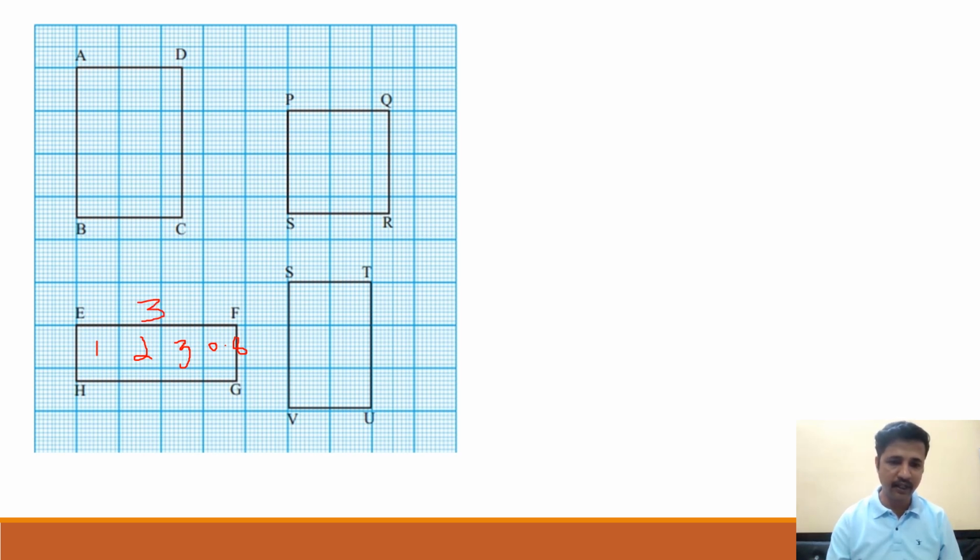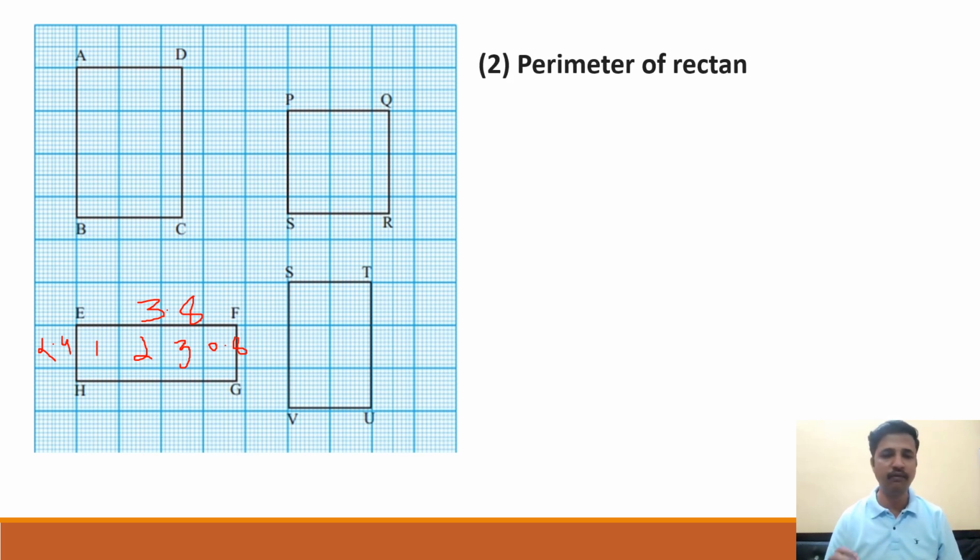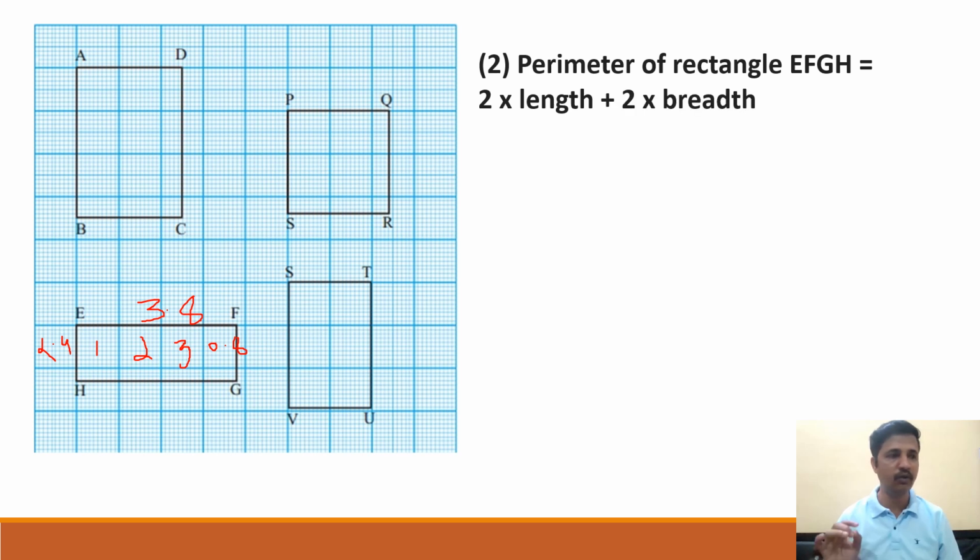Length is 3.8. ठीक है. Width काढायचा चला. This is 1 and 4 lines are covered, so it is 1.4. Okay, so this is also a rectangle. Use the formula: perimeter of rectangle EFGH equals 2 multiply length plus 2 multiply breadth. Put the value: 2 multiply 3.8 plus 2 multiply 1.3.